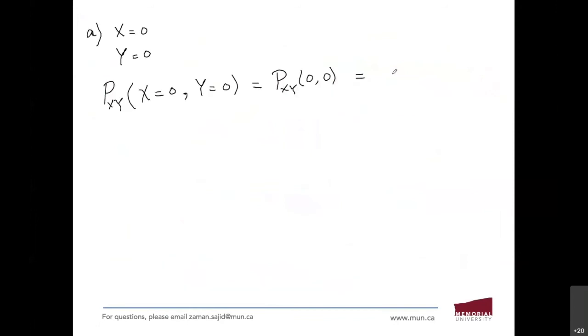So this turns out to be 0.39. And that's your answer.